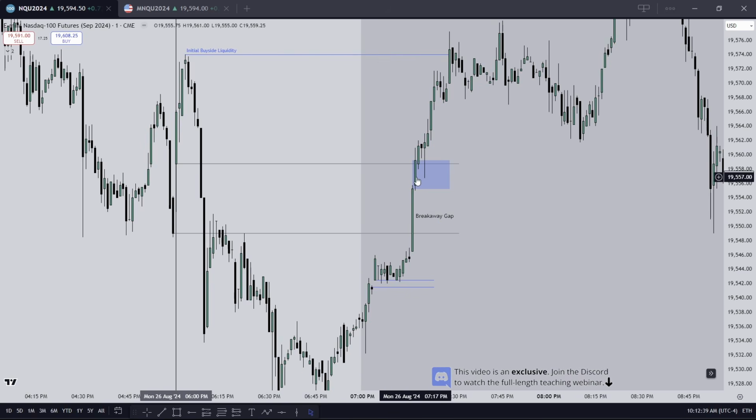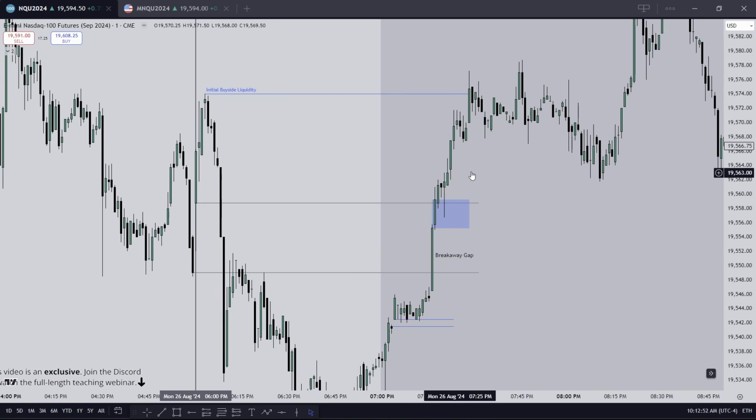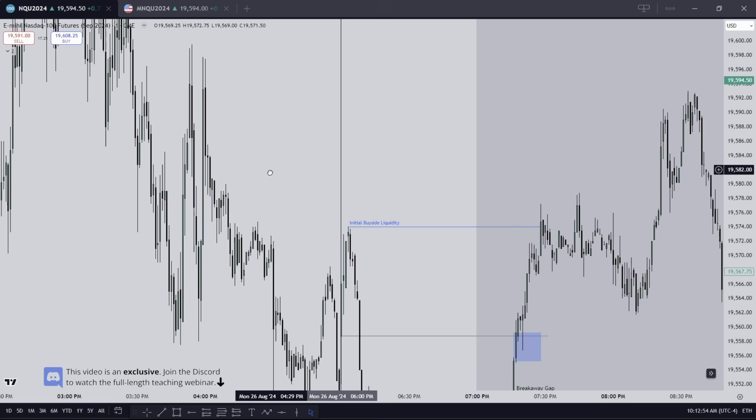Fair value gap down here. Could buy it there. What are we targeting? Initial buy side liquidity. Right there. That right there is a bread and butter setup during Asia. We tag the buy side, retrace into the volume imbalance, and then we clear out.